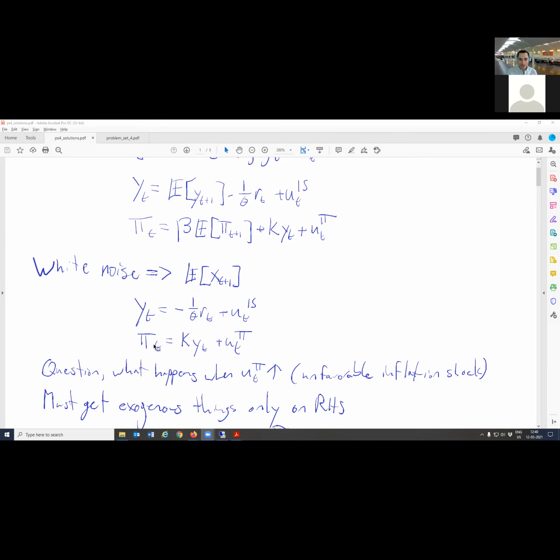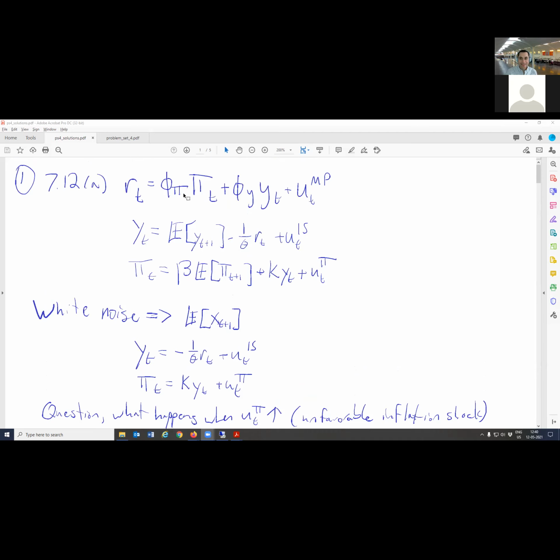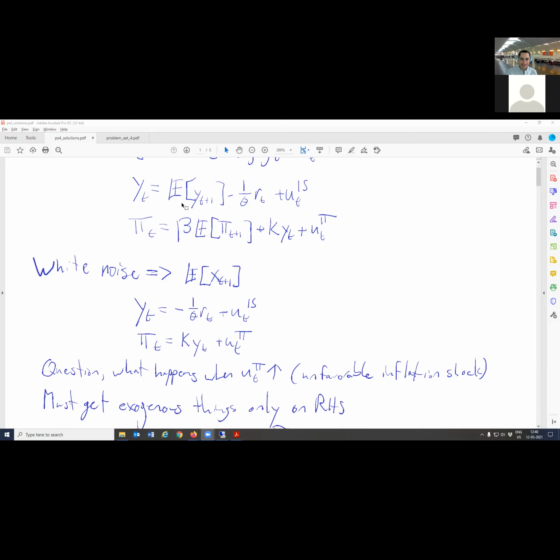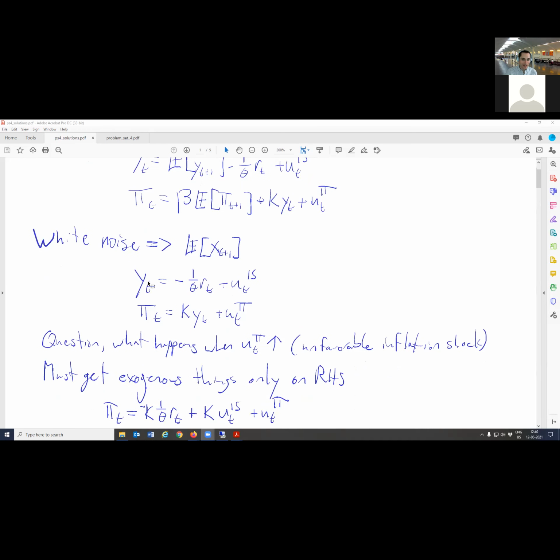Why is that? If we look at the equation for r_t, you can see it includes both pi_t and y_t. So this u_t is going to filter through pi_t into r_t, and then through r_t it's going to affect y_t, and then through y_t it's going to affect pi_t. So you've got this complicated system of equations where everything's affecting everything else. All right, so how are we going to figure out what happens when u_t goes up, when we have this complicated system?